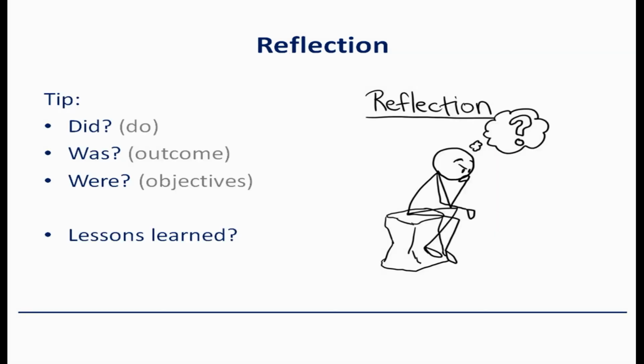Finally, the guide looks at reflection. The student merely needs to remember 3 words related to process, people and objectives. What did you do? What was the outcome? And were the objectives met? Finally, lessons learned. And hopefully this video has allowed you to learn a lot. Good luck with your exam.